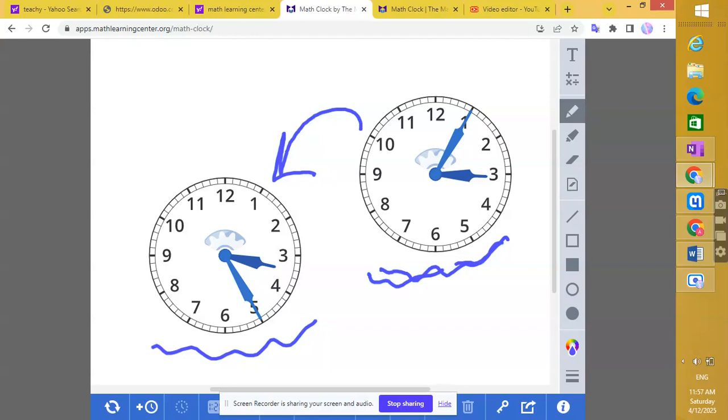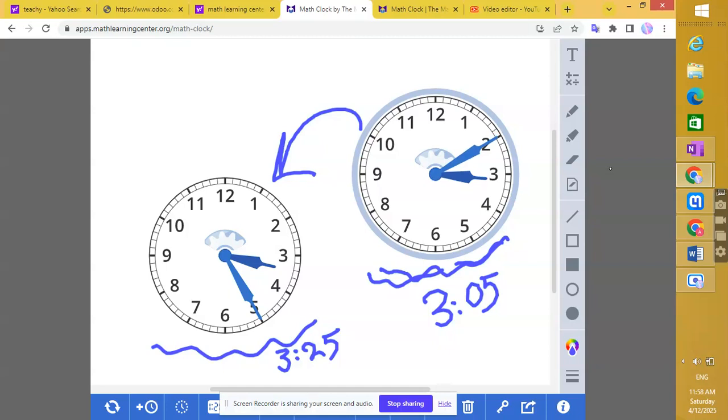Since she leaves school at 3:05 and she arrives home at 3:25, we are in the same hour. So she needs minutes to arrive home from her school. Okay? So let's know how many minutes she needs.